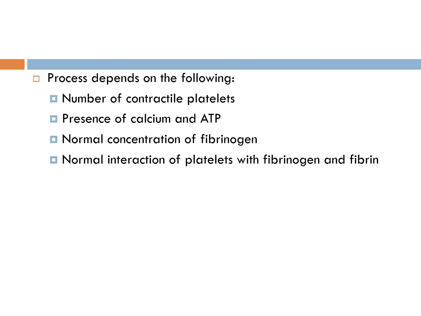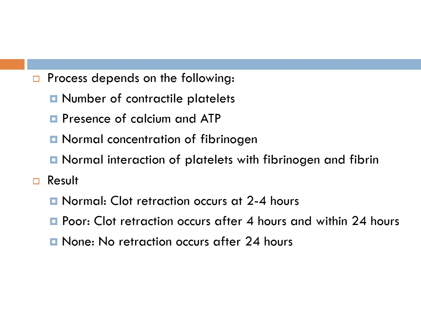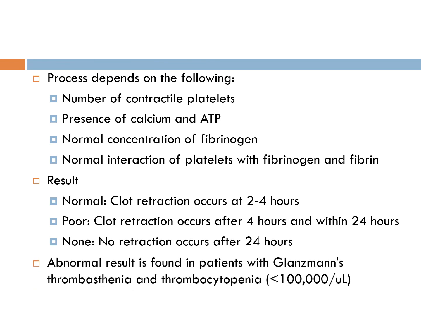For the interpretation of the result for this test, normal clot retraction would be presence of clot retraction between 2 to 4 hours. Poor retraction, clot retraction occurs after 4 hours and within 24 hours, and none or no retraction occurs after 24 hours. Abnormal result is found in patients with Glanzmann's thrombasthenia and thrombocytopenia if they have less than 100,000 platelets per microliter.